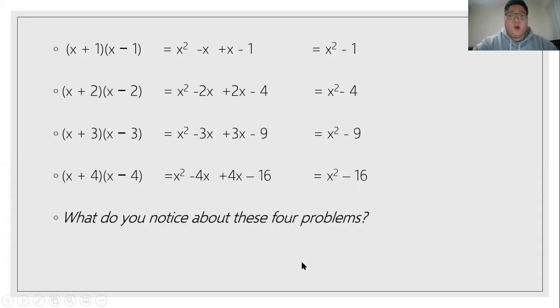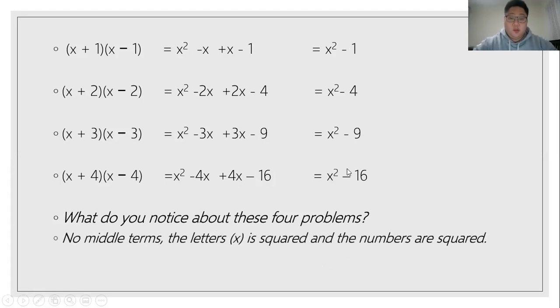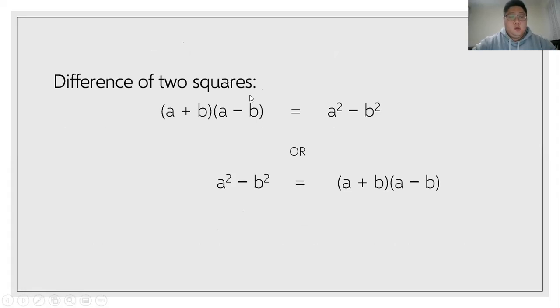Now, what do you notice about these 4 problems? Well, there's no middle term, obviously. And the letters, which are these letters here, the x's, are squared. And the numbers in the back are also squared. Okay? So this is what you call the difference of 2 squares. So if you're given (a plus b) times (a minus b), we get a squared, take away b squared. But this take away only applies if the first bracket is positive and the second bracket is negative, or the other way around, first one negative and the other one positive.